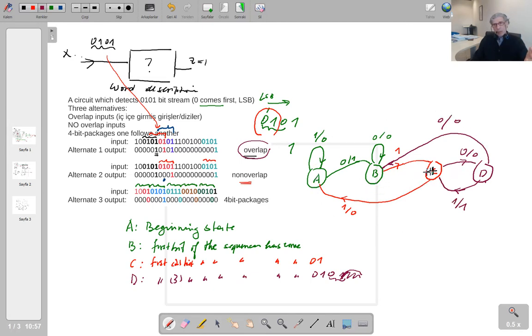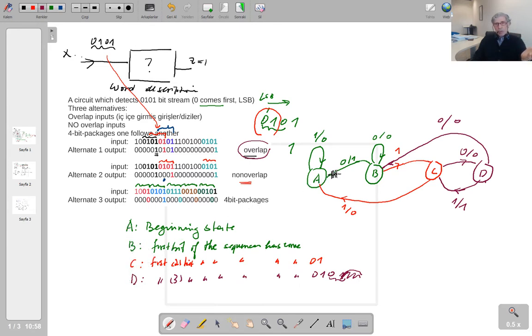When we found our state diagram, you've got to write the definition of these states. If you don't write this definition of these states, somebody who tries to read your state diagram cannot understand whether this diagram detects this sequence or not, because you didn't define these states. So you must give your states definition. We show them as A, B, C, D.